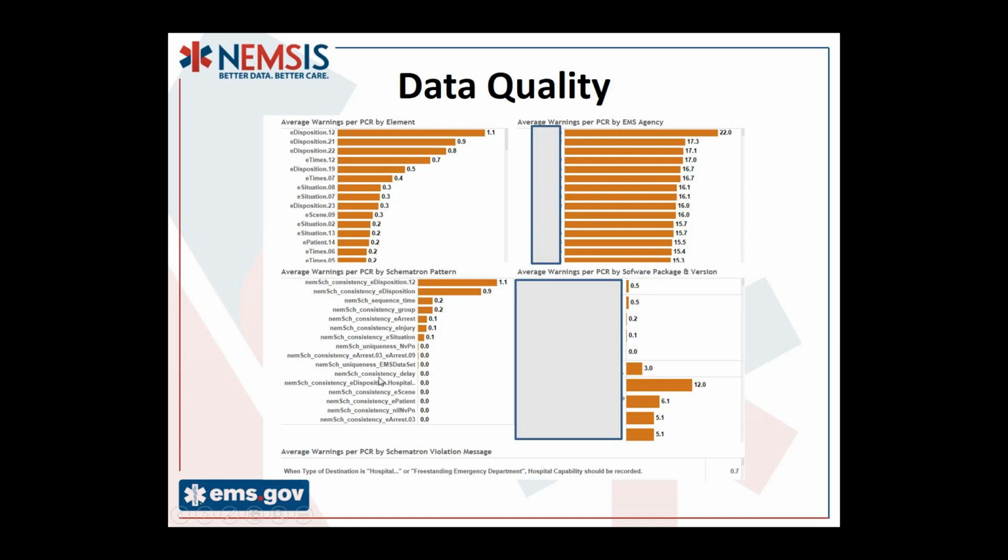Here they can also look at which business rule is the one that's most commonly violated, so which warning. And then they can also look within an agency and see which software package is producing the most warnings, right? So maybe a state can say, hey, wow, this particular software looks like it's throwing a lot of warnings compared to others being used in our state. Can we talk about that?